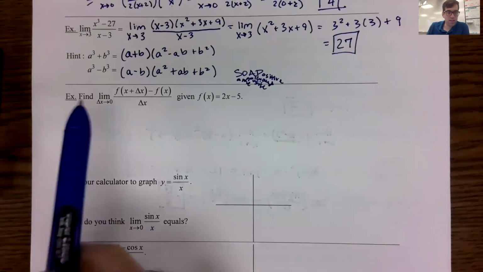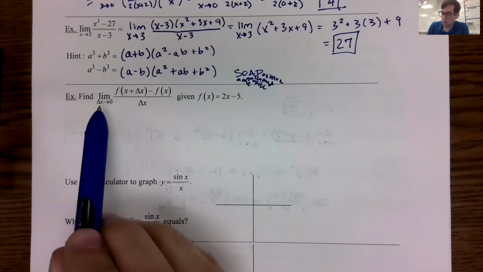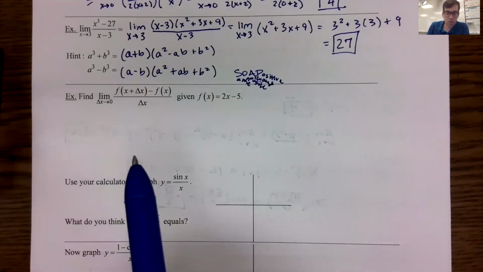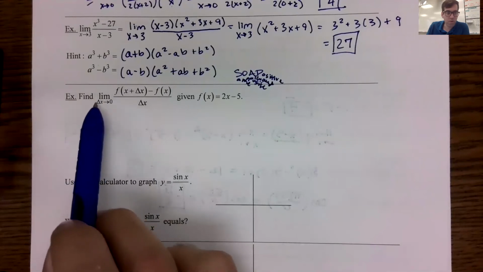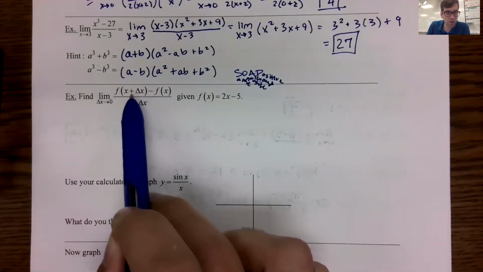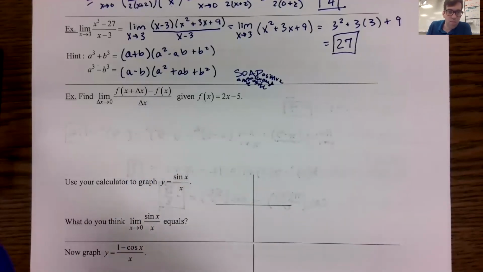Find the limit as delta x approaches 0. So we haven't seen this symbol yet, but delta x usually just means change in x in this context. We're going to just treat it like a variable though. Okay, so when it says x plus delta x, we're treating that like its own variable, kind of like it said x plus y or something like that.